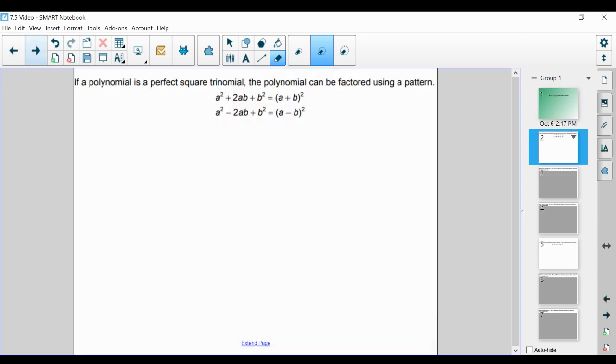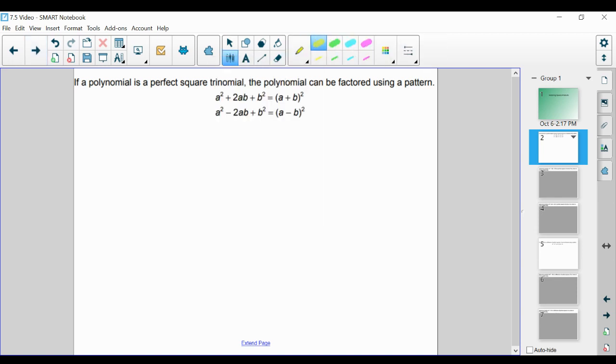Previously, we started talking about the perfect square trinomial, where if we had a plus b squared, we can turn it into a perfect square trinomial. Likewise, a minus b, if that quantity was squared, then we can turn it into a perfect square trinomial. This time, we're going to be working backwards. So if a polynomial is a perfect square trinomial, the polynomial can be factored using a pattern.